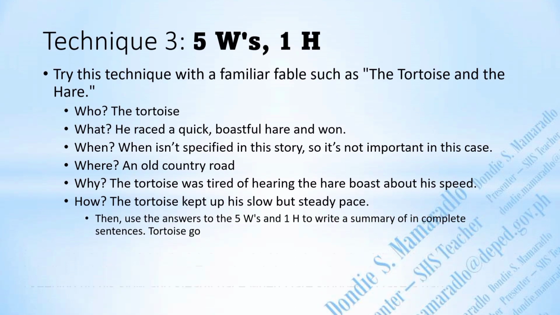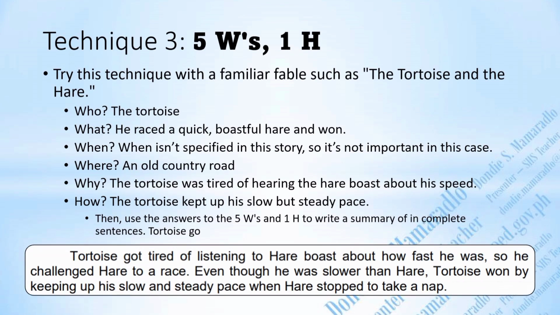Then, use the answers to the 5 W's and 1 H to write a summary in complete sentences. This is the summary. Tortoise got tired of listening to hare boast about how fast he was, so he challenged hare to a race. Even though he was slower than hare, tortoise won by keeping up his slow and steady pace when hare stopped to take a nap.